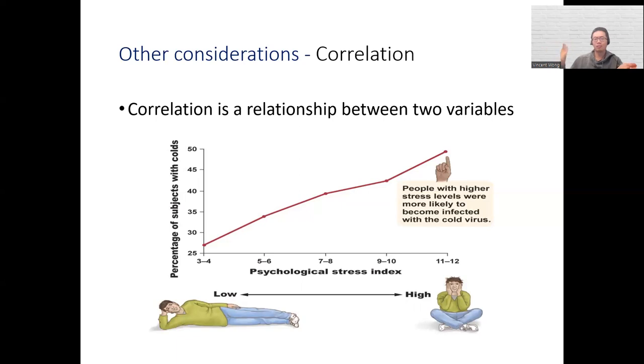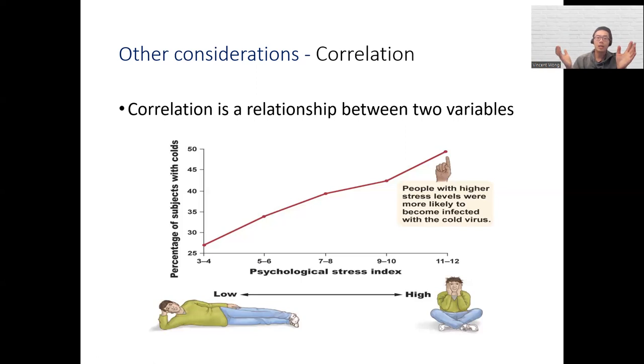Other consideration. Correlation does not necessarily mean direct relationship. Two things can be correlated, but it doesn't mean one causes the other, right? So here we have the percentage of subjects with colds, the number of people who are getting colds, and here we have what's called the psychological stress index. From this graph, it looks like people who are more stressed out, or at least appear to be more stressed out on the index, tend to get more colds, right?